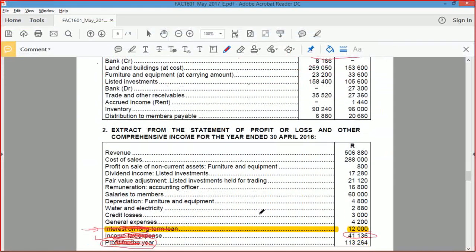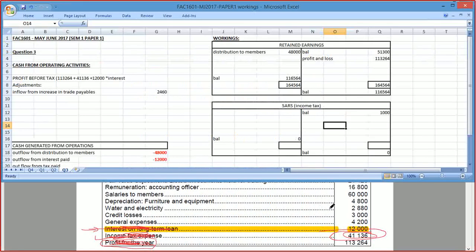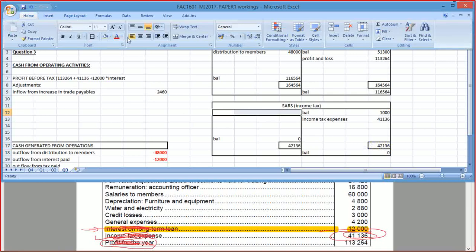Okay, what is the tax? There's the income tax, 41,136. That would have been on this side, because you would have debited the expense and credited the liability. Expenses go up on the debit. Right, so which side's bigger? Obviously the credit side. Right, so how much tax did you pay?